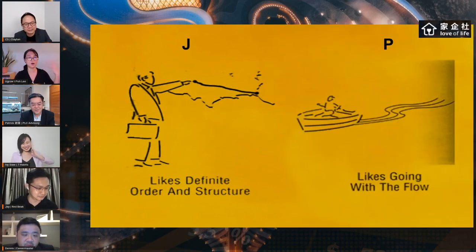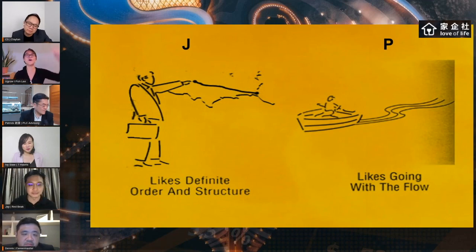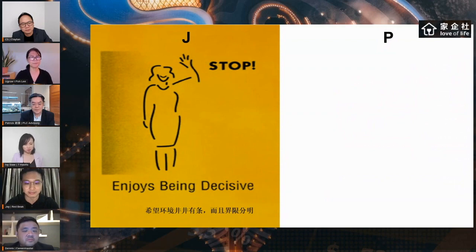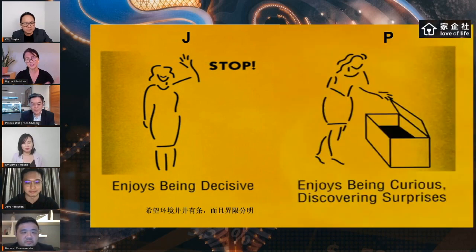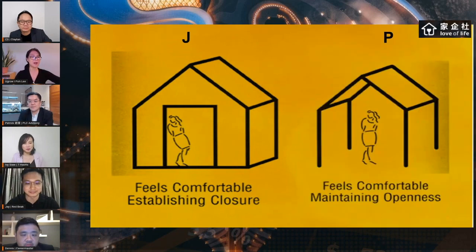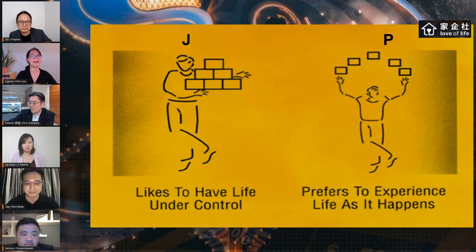J people like definite order and structure, and P people like going with the flow. J people like clear limits and categories, and P people like freedom to explore without limits. J people like to decide to stop, no more. But P, no need to stop. They keep it open because they are curious, they want to have surprises. So last minute, you give to P, they won't be angry. But last minute you give to J, J will be angry because I don't like last minute. J feels very comfortable when there is closure, a framework, and each time they close. But P feels comfortable with openness. J likes to have life under control. P prefers to experience life as it happens.